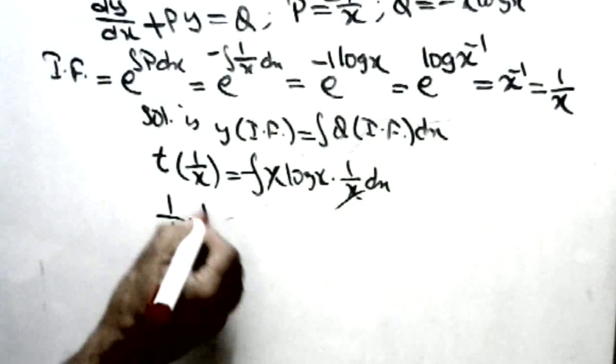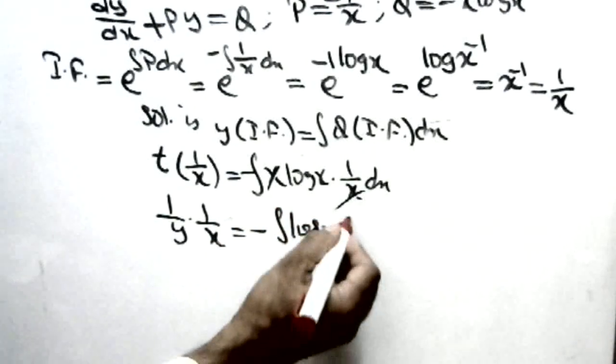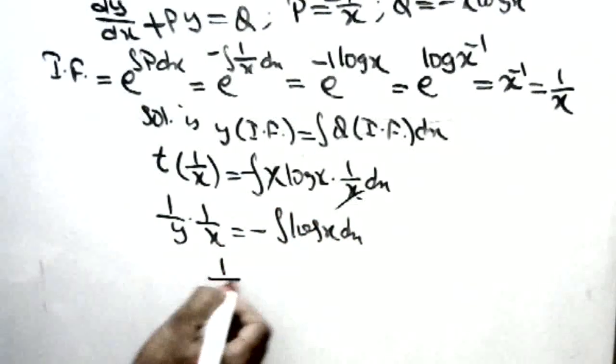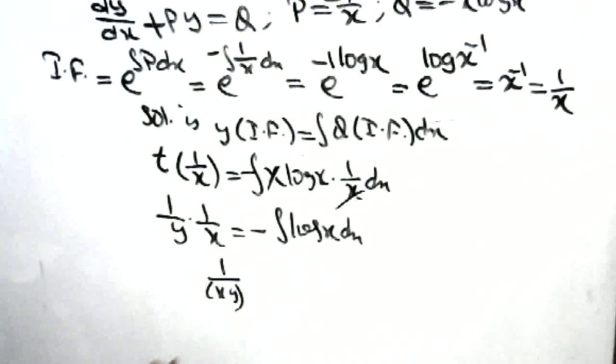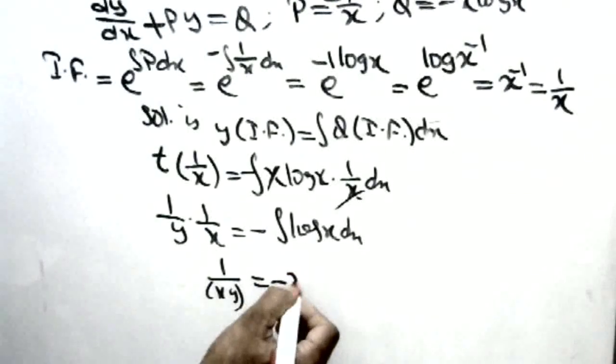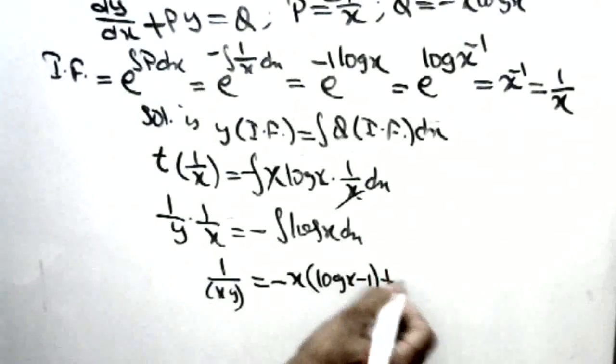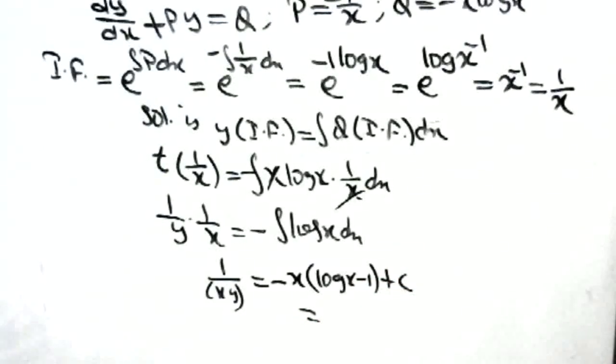So let me substitute the value of t as 1 by y into 1 by x equals minus integration of log x dx. Now this will be 1 by xy equals minus integration of log x. We have seen that earlier. This formula is x into log x minus 1 plus c. So this is the answer for this question.